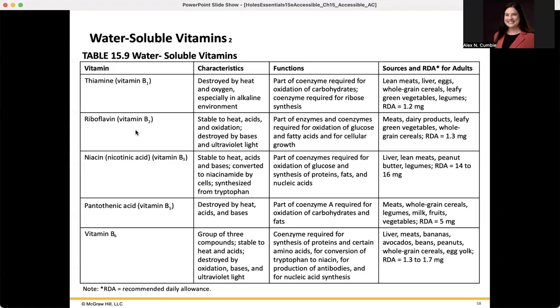Vitamin B2 is called riboflavin. It helps us process different sugars. It helps with cell growth. Vitamin B3 is called niacin. It helps us, again, process all of these things: sugars, proteins, fats.